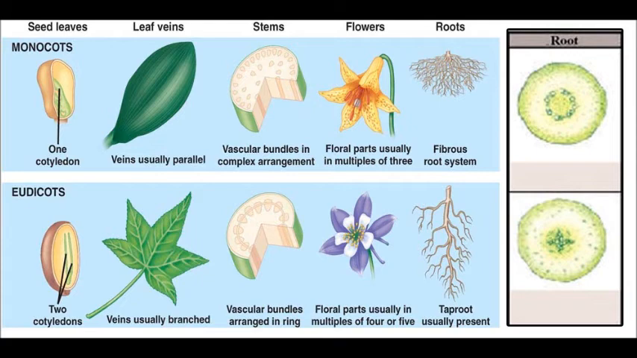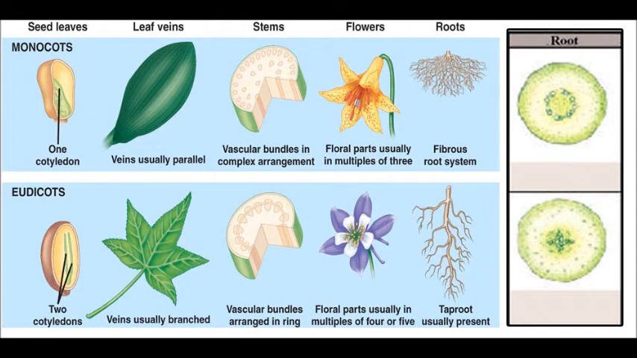The flowers. Of monocots, the floral parts are usually in multiples of 3. As we can see in this example, it is a multiple of 3 and it has 6. While the dicots are usually in multiples of 4 or 5. Also note that it is the dicots which contain a sepal on the flower.